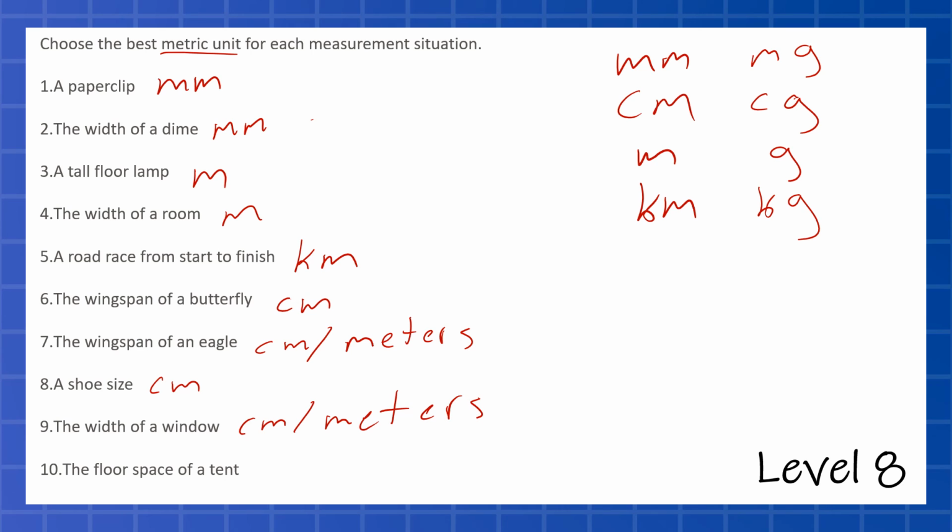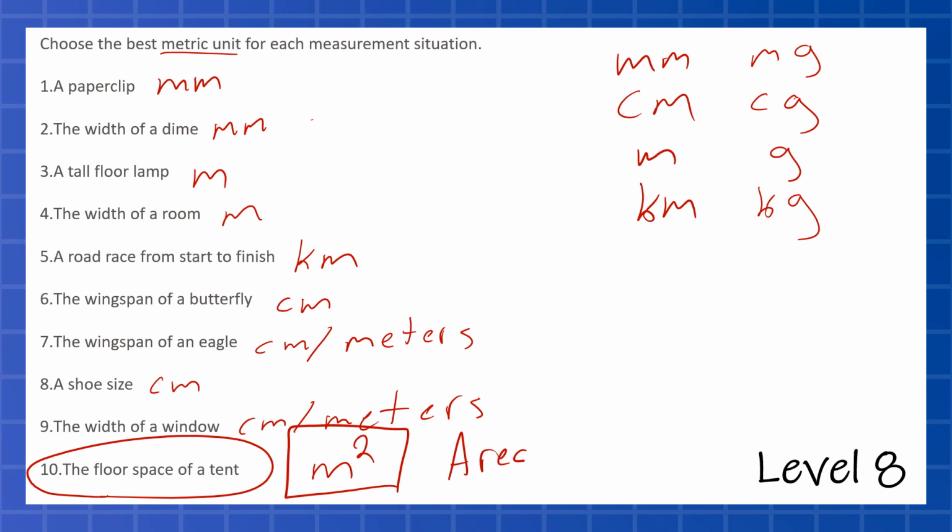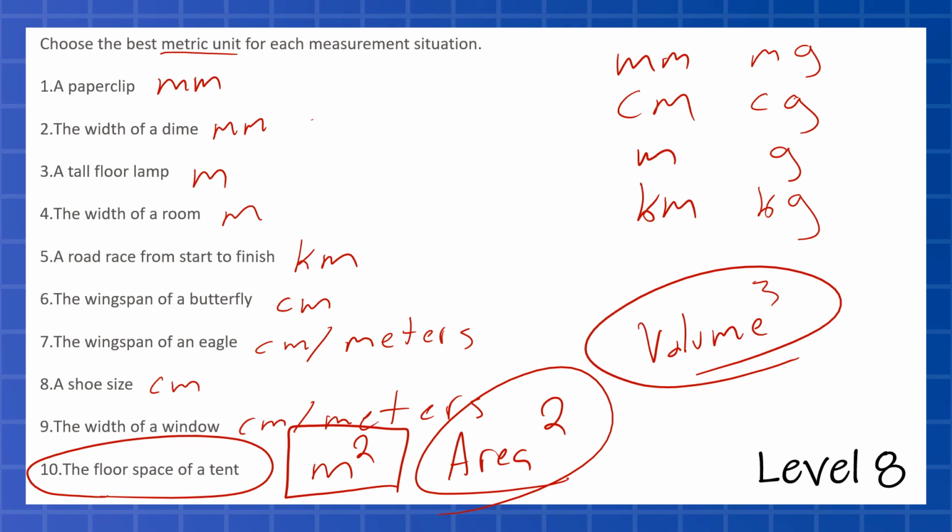Now, I want to stop for a second and focus on this last one, because when we start talking about different dimensions, we talk about floor space of a tent. You might say floor space of a tent, it could be 3 meters by 2 meters, and so you could say it's meters. But the truth is, it should be meters squared, because when we're talking about area, we want squared dimensions. If we're talking about volume, we want cubed dimensions. So I want you to watch out for that. I don't want you to get it wrong just because you picked the right unit, but you weren't paying attention to the units and the dimensions.